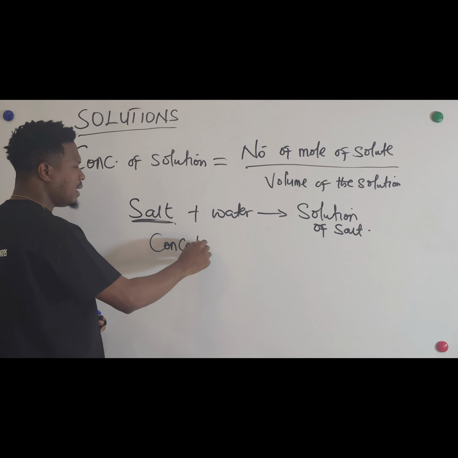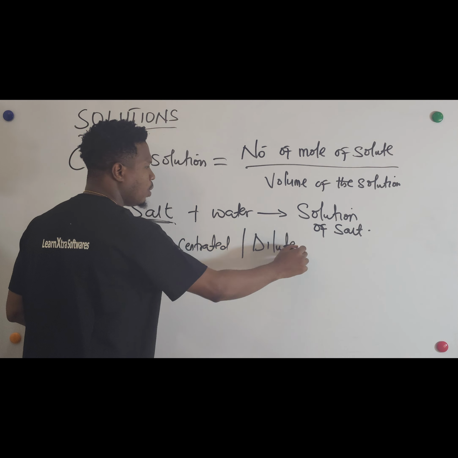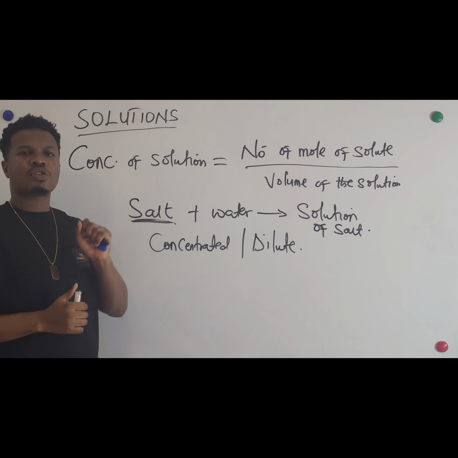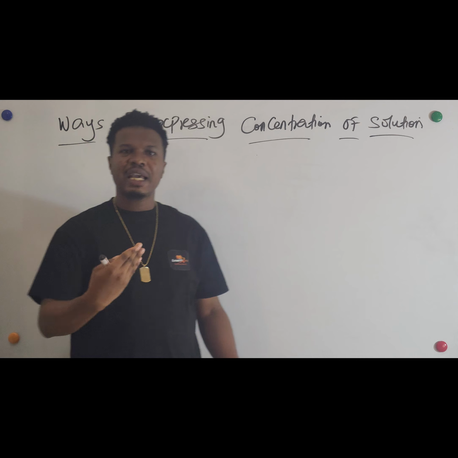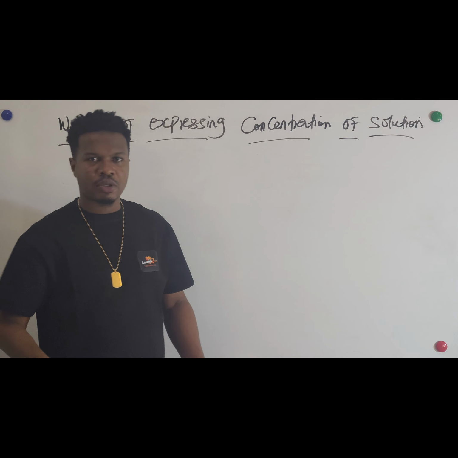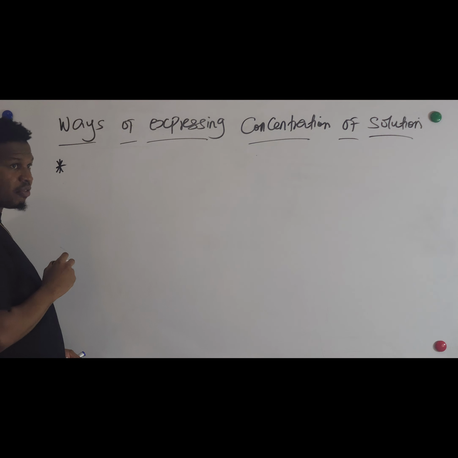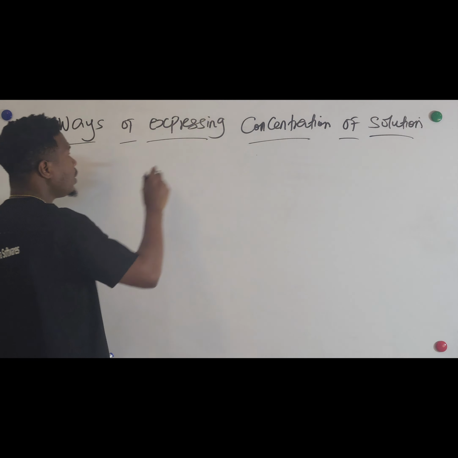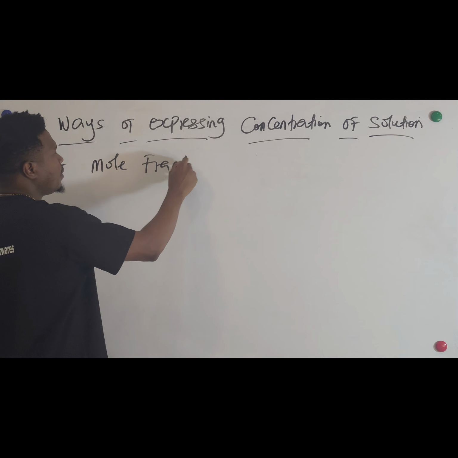So the idea of concentrated and dilute comes from the quantity or the relative amount of the solute in the solvent. Now, this concentration of solutions in chemistry can be expressed in several ways or several forms. Okay? I will list them for you to see first, and we'll talk about them. We can express concentration of solution in mole fraction as the first one.